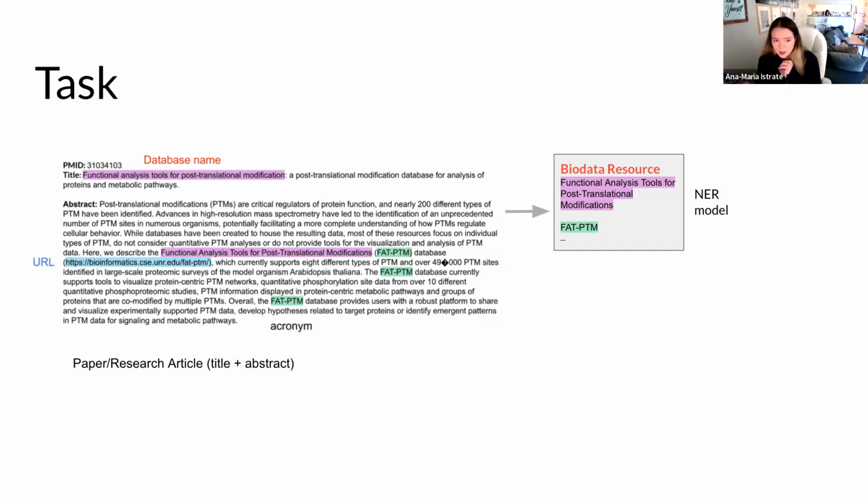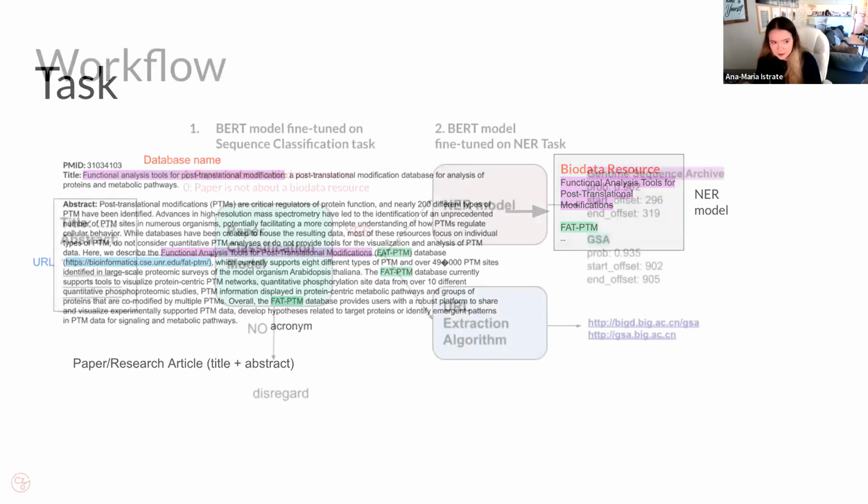These databases usually have a full name and also an acronym. In this case, we have an example: it's called Functional Analysis Tools for Post-Translational Modification, and the acronym is FAT-PTM. We want to be able to extract both. We are also abstracting this as an NER task.